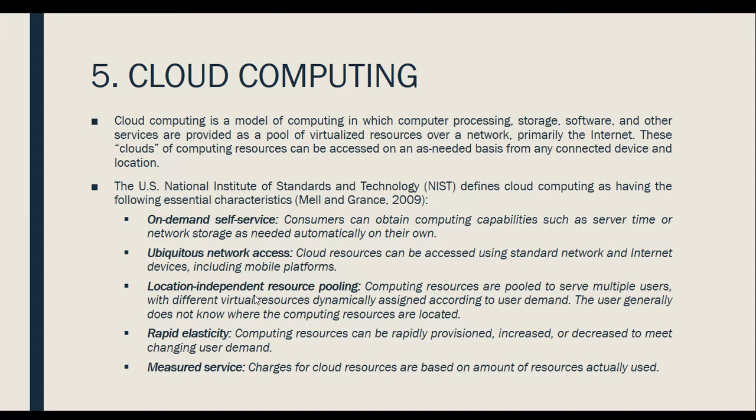So the third is location independent resources, resource pooling. Computing resources are pooled to serve multiple users with different virtual resources dynamically assigned according to user demand. The user generally does not know where the computing resources are located. So this is another feature that, for example, Gmail is an example of cloud. So you can access Gmail from anywhere, and the user of Gmail has no idea where this email data is stored.